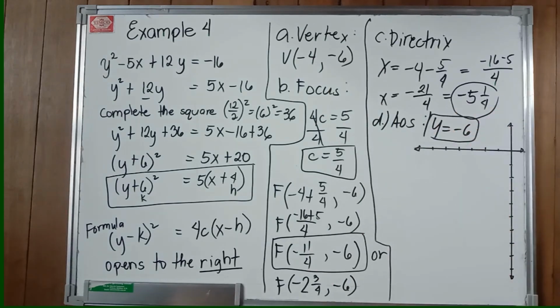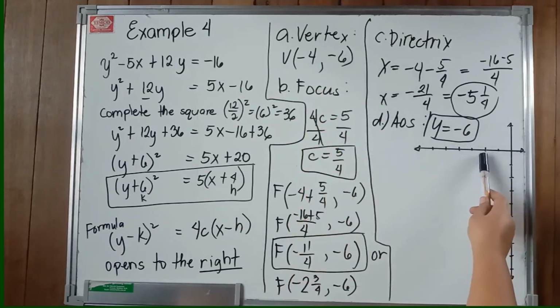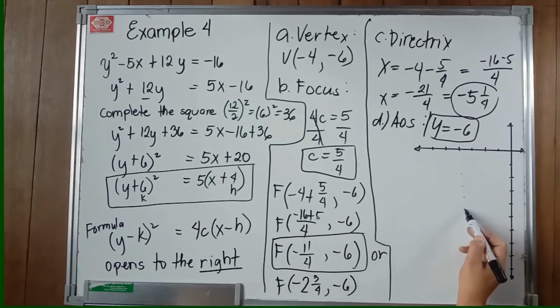Now, let's graph our parabola. Let's sketch the graph of our parabola. So, the vertex is at (negative 4, negative 6). So, that is our vertex.